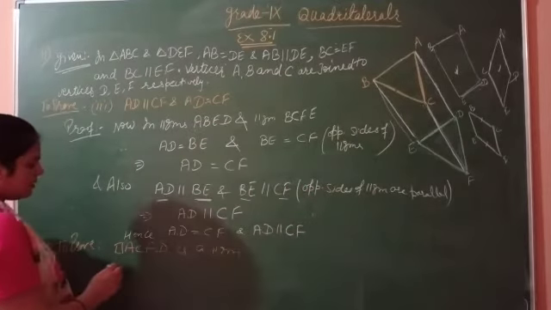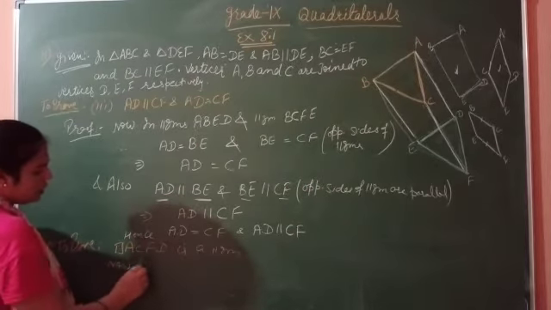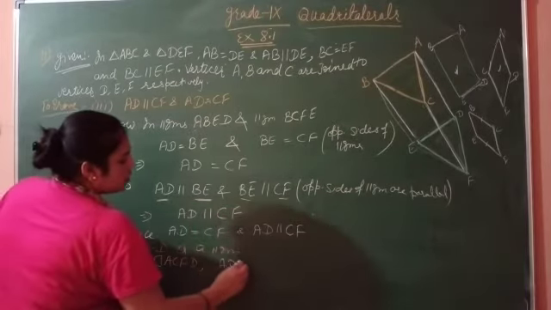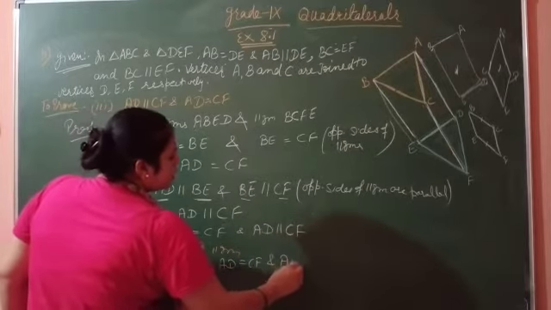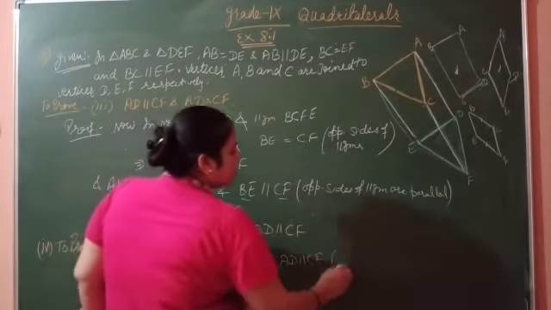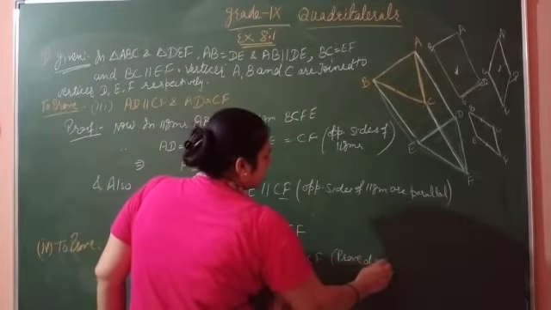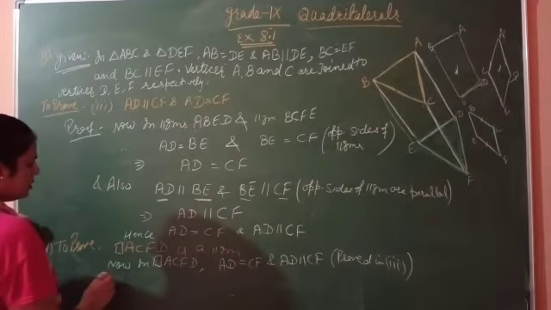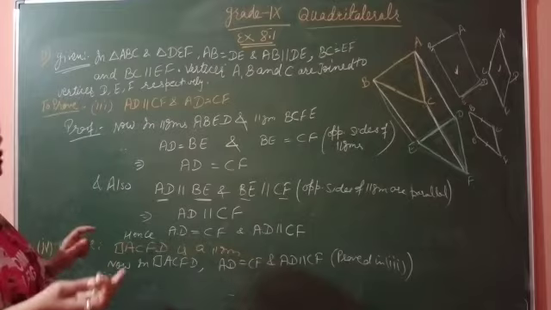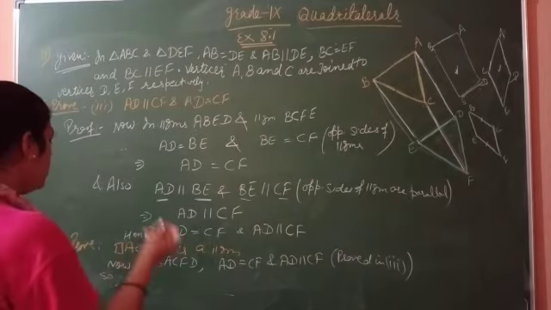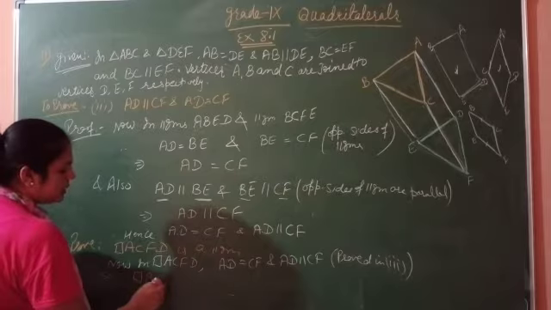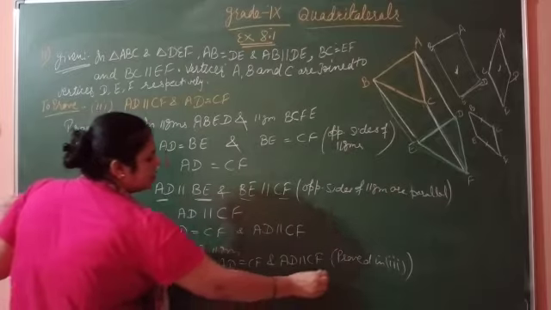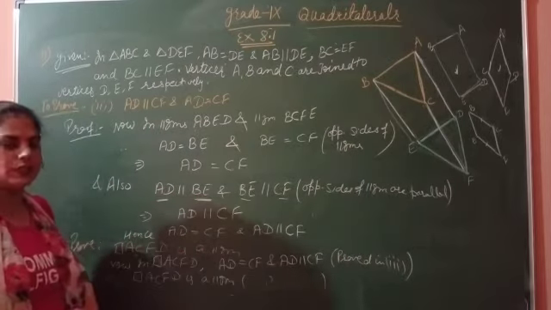Now, same as we did in the first and second part, in quadrilateral ACFD, AD is equal to CF and AD is parallel to CF. Why? Proved in the third part. So same reason: if one pair of opposite sides is equal and parallel, then that quadrilateral becomes a parallelogram. Clear? You have to write the reason the same as we wrote in the first and second part.